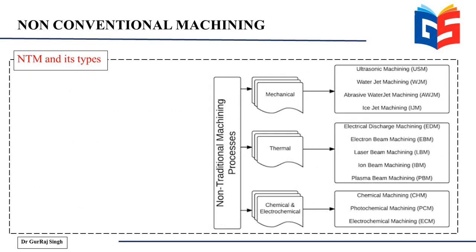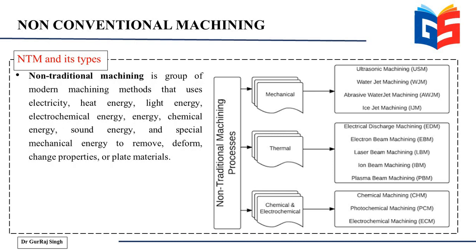So what are the various types of non-traditional machining? First of all, let us define non-traditional machining. NTM is a group of modern machining methods that uses electricity, heat energy, light energy, electrochemical energy, chemical energy, sound energy, and special mechanical energy to remove, deform, or change the properties, or even plate different materials.